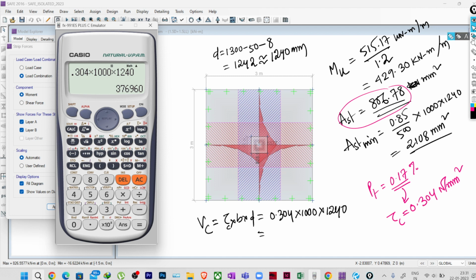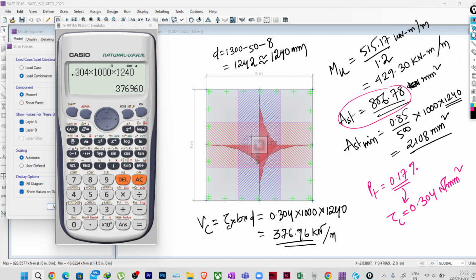So we are getting 376.96 kilonewton as our shear capacity, for per meter width. Okay, so this is my shear capacity. Now what is the shear force we are getting? Now the shear force, where will we be calculating? Earlier the D was 740. Now as the effective depth increased, it is 1.240 meter from the face of the support.